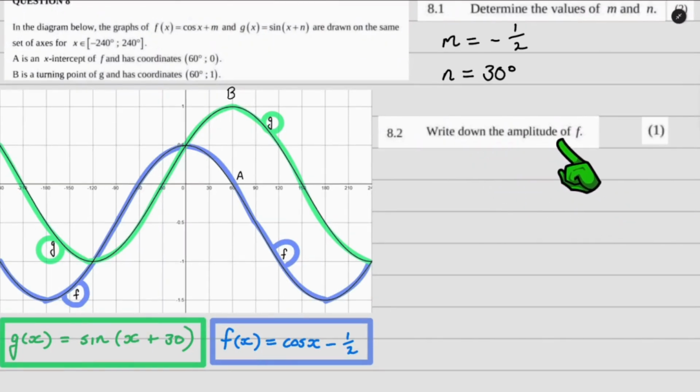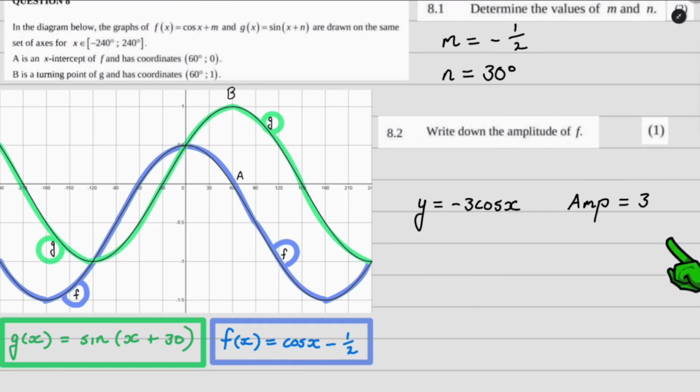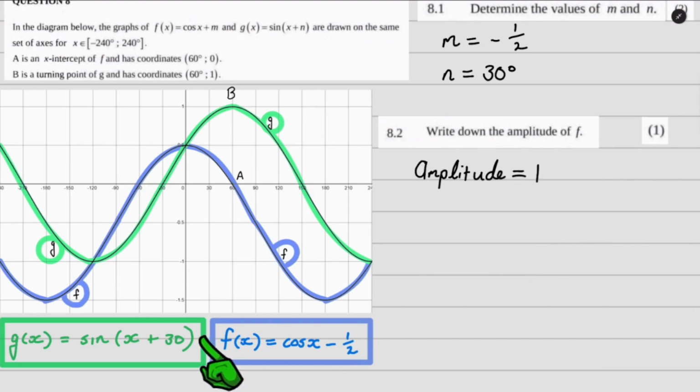Now we have to write down the amplitude of f, which is our blue graph. So the amplitude is normally the number in front of cos x, and if you have a negative number there, you take the positive version of it. To give an example, if I had this cos graph, the amplitude would just be this number in front of cos, and you do not take the minus. So after that quick little sidetrack, the number in front of cos x is just a 1, so the amplitude of f is just 1. I'll even do you one better, I'll give you the amplitude of g. It's the number in front of sine, it's 1.